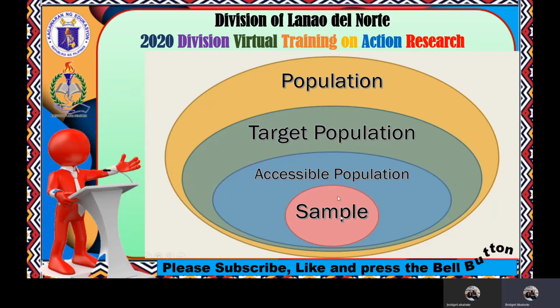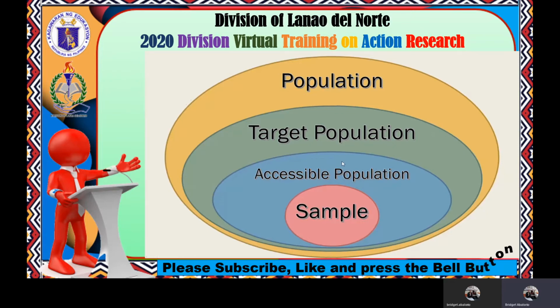Once again, the sample is under the accessible population. So we can get the samples from the accessible population. We can get the accessible population from the target population, and we can get the target population from the entire population. So this is the diagram of that. So we need to identify first the population before getting the samples.